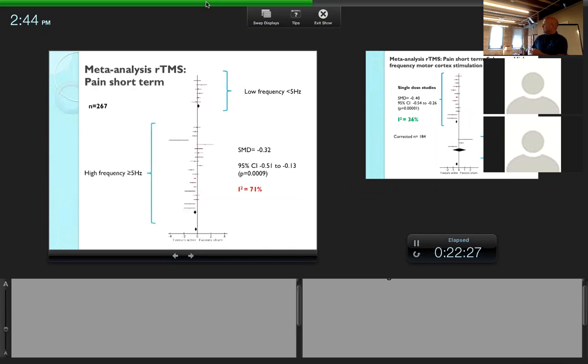When we then look at high frequency studies, we don't resolve any of our heterogeneity because all the heterogeneity is in this group, you can see, yeah? But we do see a statistically significant effect in that group. So we're still really uncertain about that statistically significant effect because we've got this unresolved heterogeneity, despite subgrouping by stimulation parameters. Yeah?